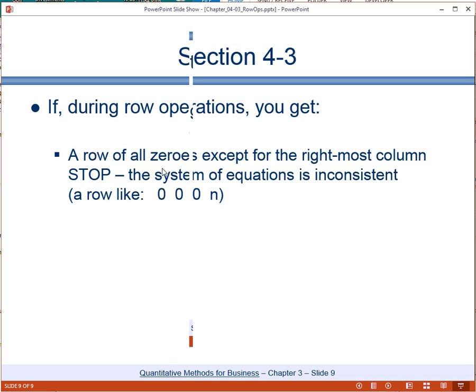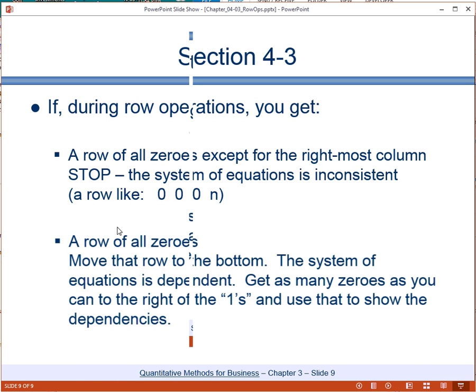Okay, you might want to double check and make sure you got your arithmetic right getting to that point. But if you get a row like that and you did it by doing valid operations, there's no way to fix that. There's no way to make any of these things not zero. So there's no way to solve that system.